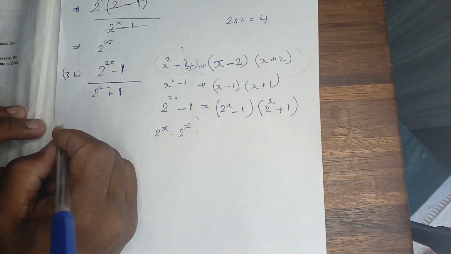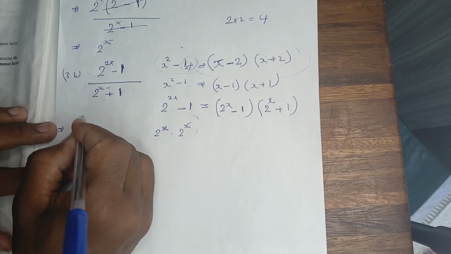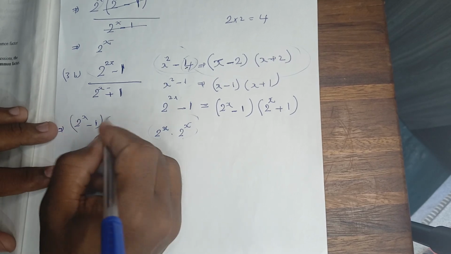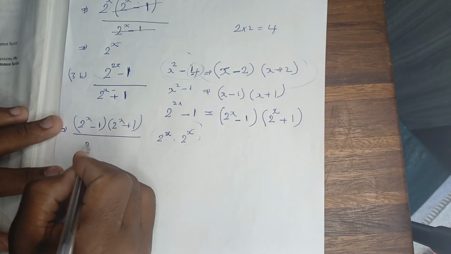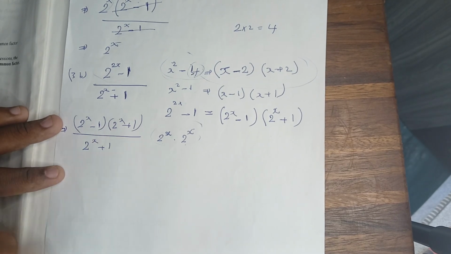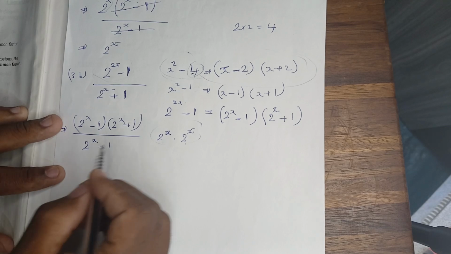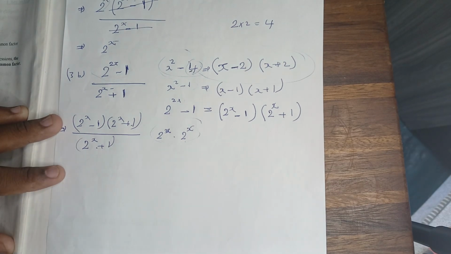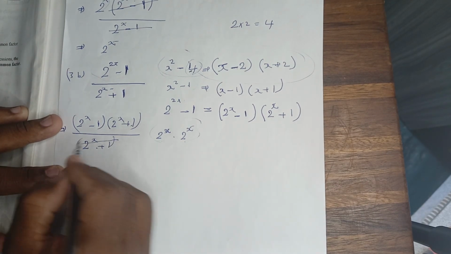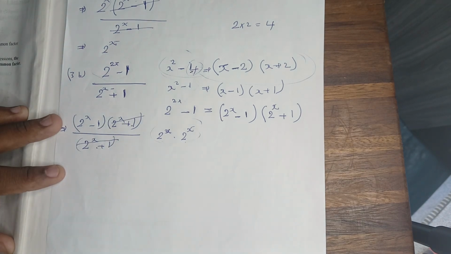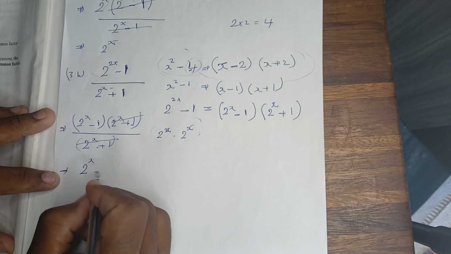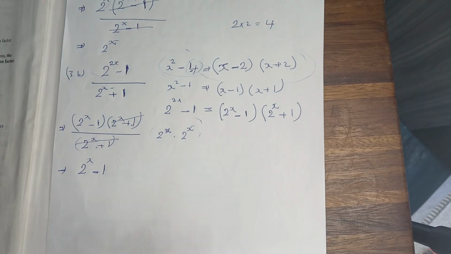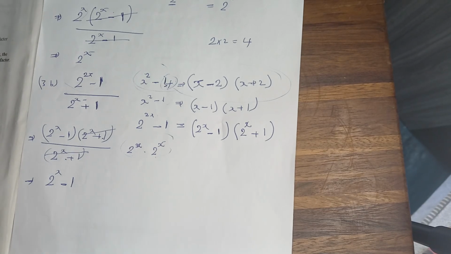So I will come here, then I write 2 to the exponent x minus 1, then 2 to the exponent x plus 1 divided by 2 to the exponent x plus 1, like this. And we can see that this and this are the same, so I'm going to cancel them like this. And I'll be left with 2 to the exponent x minus 1. Now it is simplified. So this is how we simplify.